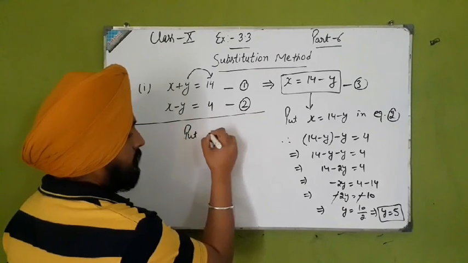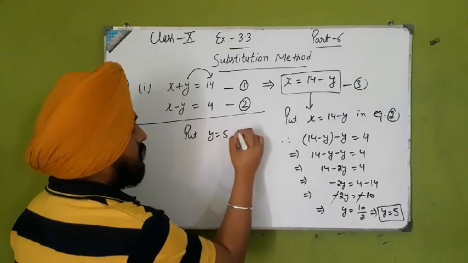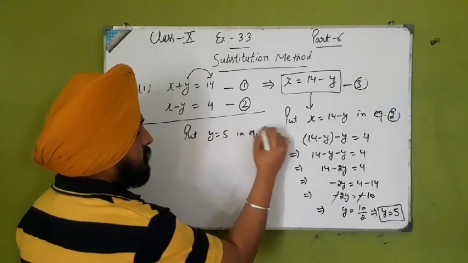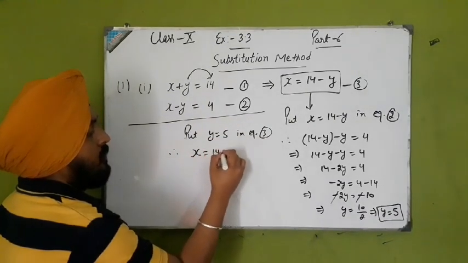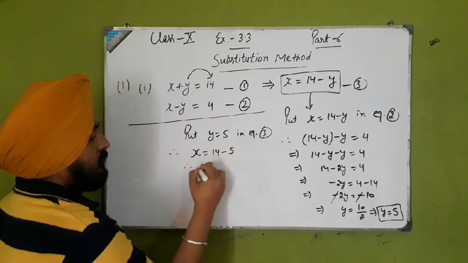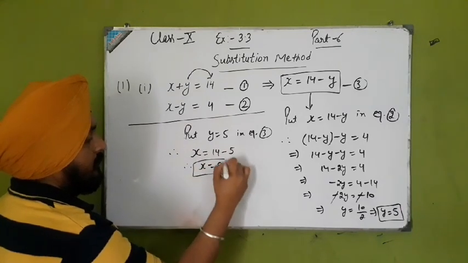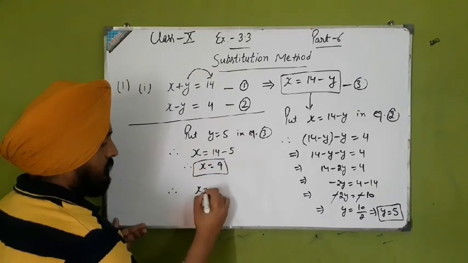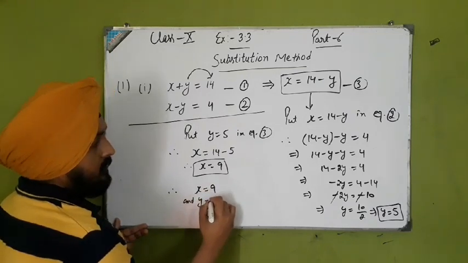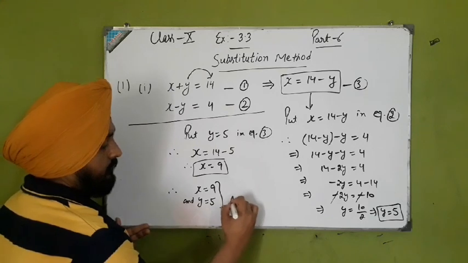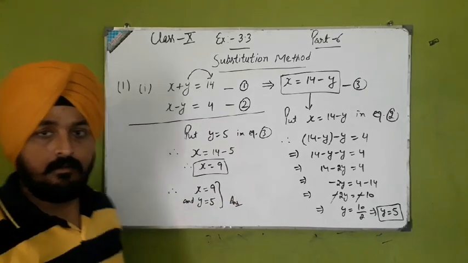Put y is equal to 5 in equation number 3. Therefore the value of x is equal to 14 minus 5. So the value of x is 9. So right at the last, the value of x is 9 and the value of y is 5. That's all. That is the answer. Clear?